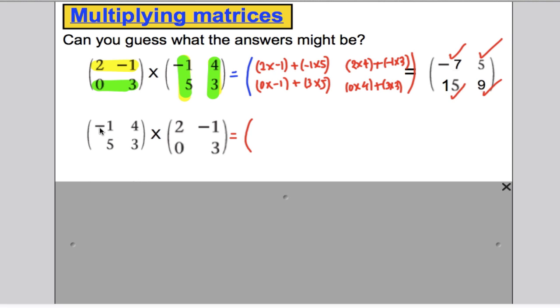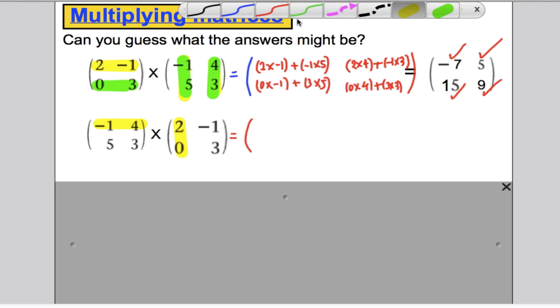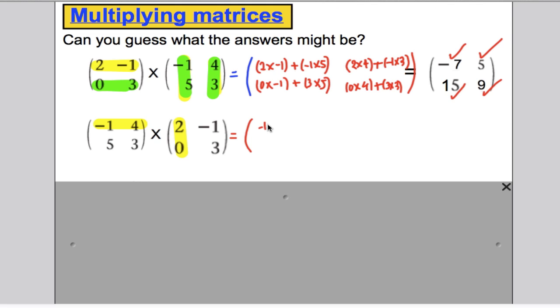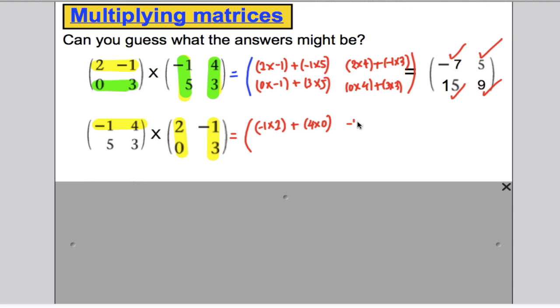I would do negative 1 times, so I'm multiplying that by that. So I would do -1 times 2 plus 4 times 0. The next one, I would do -1 and 4 multiplied by -1 and 3. So I do -1 times -1 plus 4 times 3.